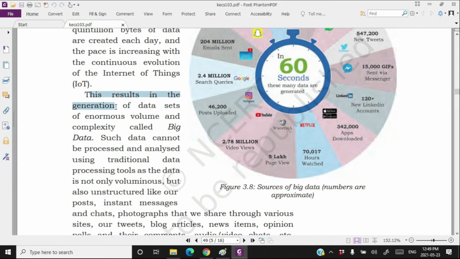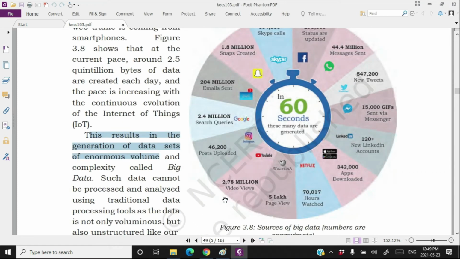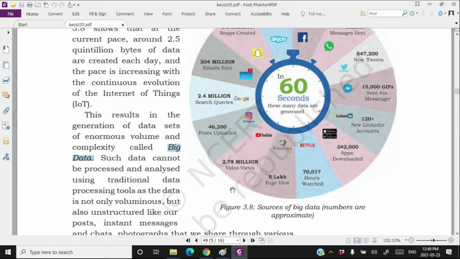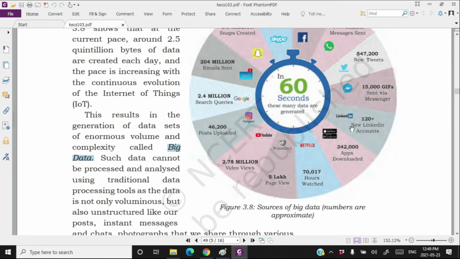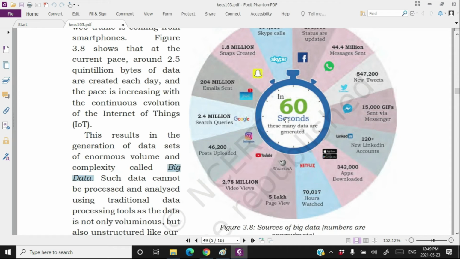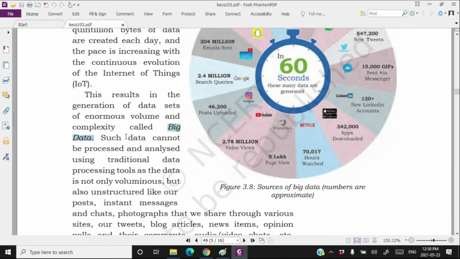So this results in the generation of data sets of enormous volume, and this complexity of data on the internet is called big data. The data getting generated on YouTube is in enormous volume. The posts being uploaded on Instagram are in enormous volume. The data which the world is using to upload on YouTube, on Instagram, to send email, such a huge amount of data, such an enormous volume of data, is called big data.